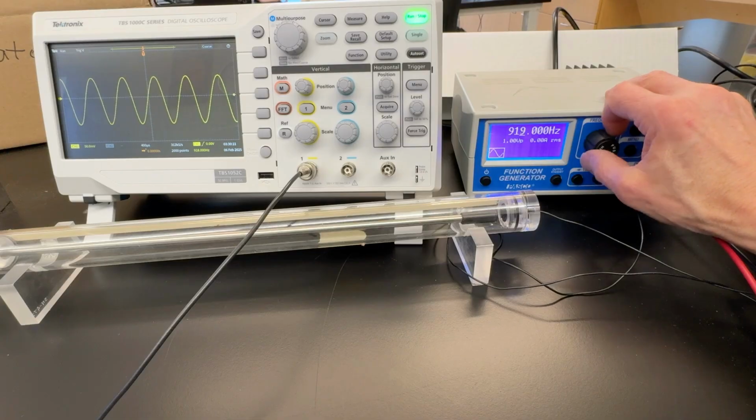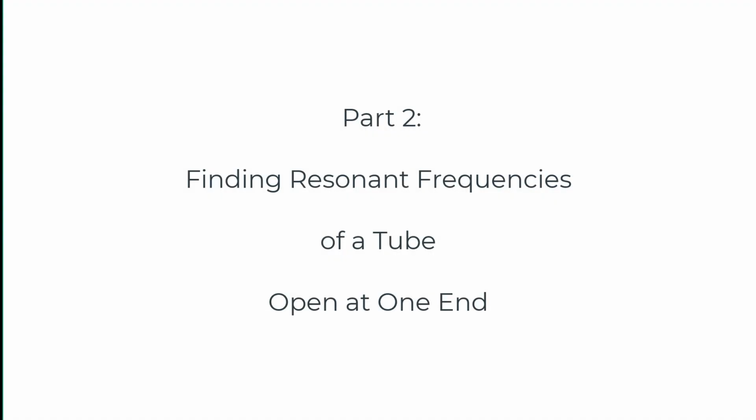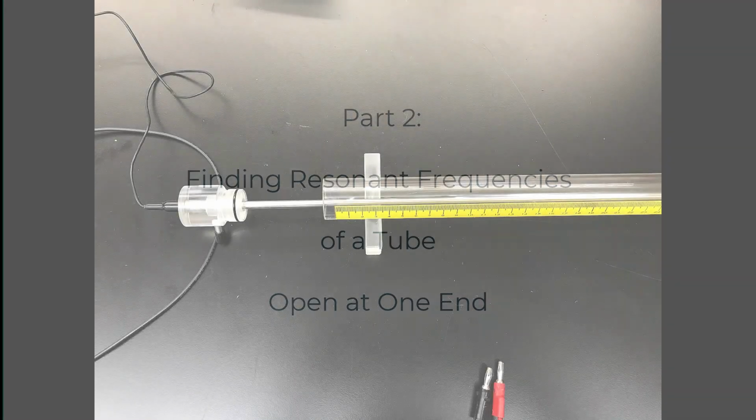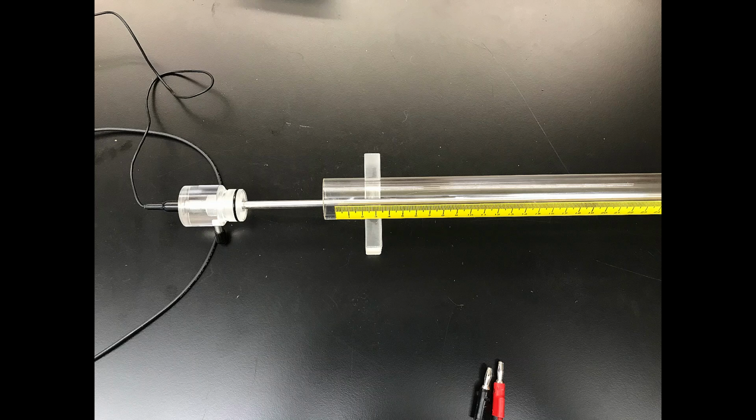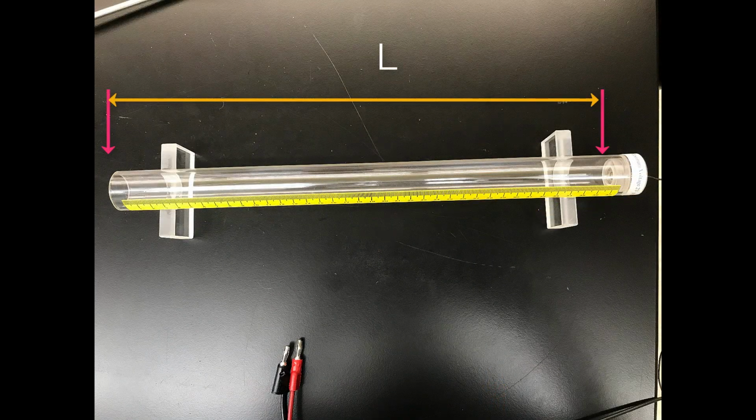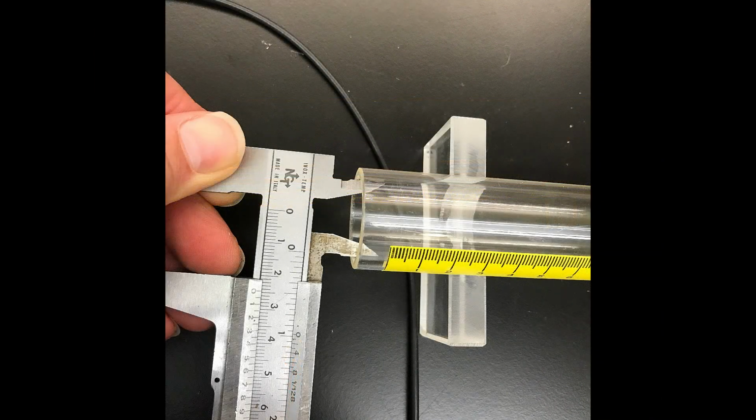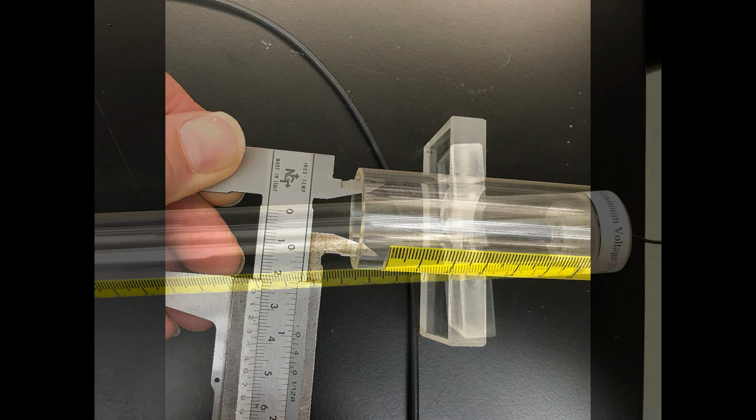Once you've done that, we'll look at the resonant frequencies of a tube open at one end. Remove the end cap with the microphone from the tube. Measure the length of the interior of the open tube with a meter stick. Note that the length of the tube will be longer than your previous measurement because the end cap is off. Measure the inside diameter of the tube with the vernier caliper.